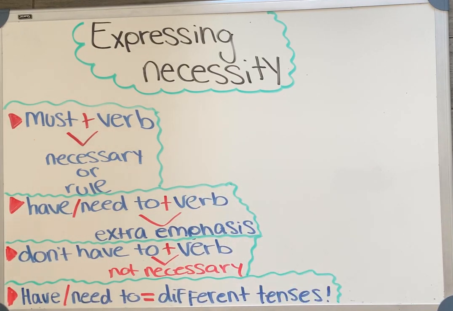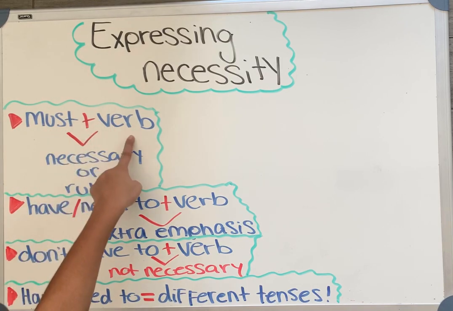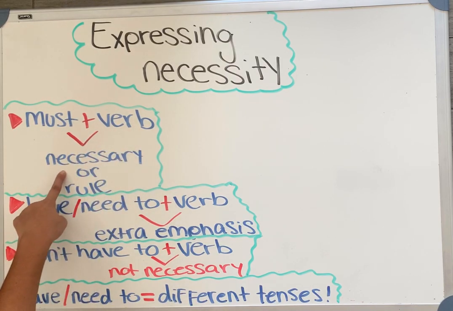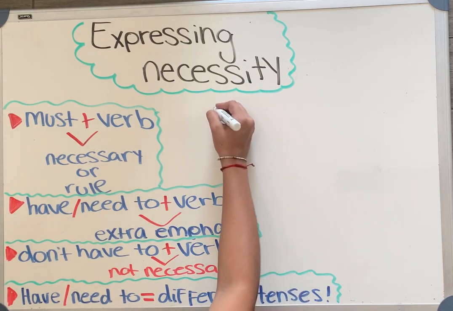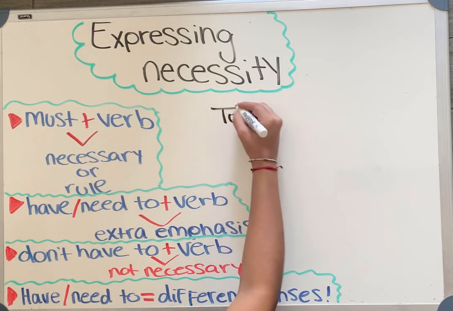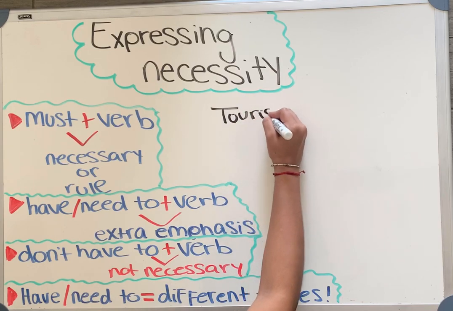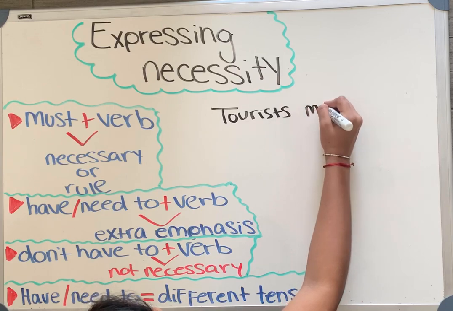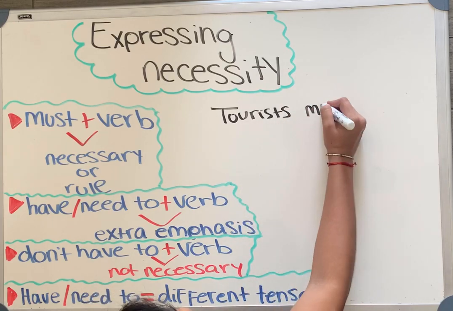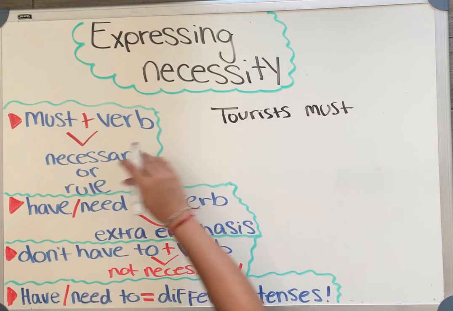Okay? So it says right here, we use must plus the verb to say something is necessary or that it is a rule. Okay, I will write to you an example. For example, if you want to travel to the United States, you would say, tourists must, so you have the subject, then we use must, the verb.